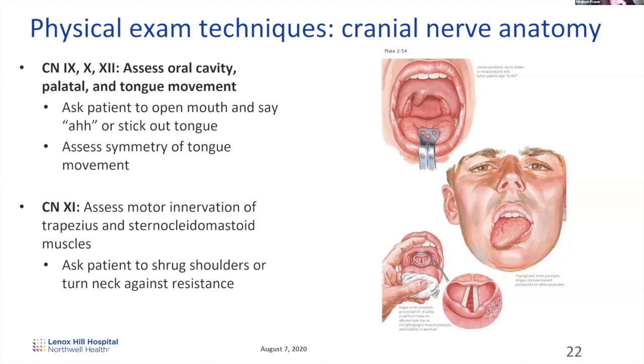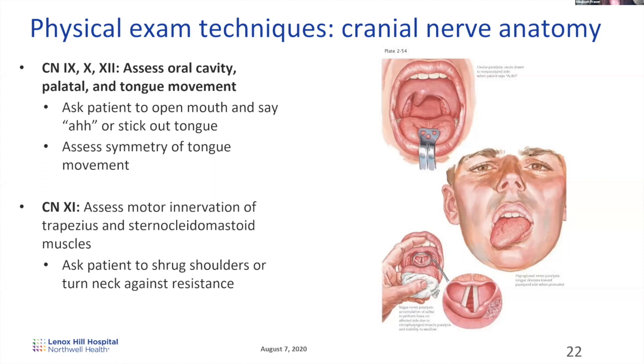Whereas if one of the muscles is paralyzed, the tongue will kind of flop over to that side because there's no muscle allowing it to stick out straight. So as you can see in the diagram on the right, if the tongue deviates to that side, it means that that muscle is not working, and therefore the hypoglossal nerve on that side could be damaged.